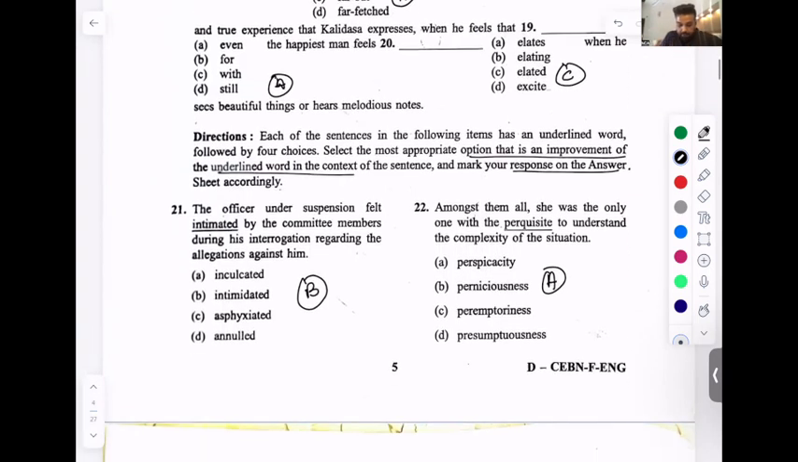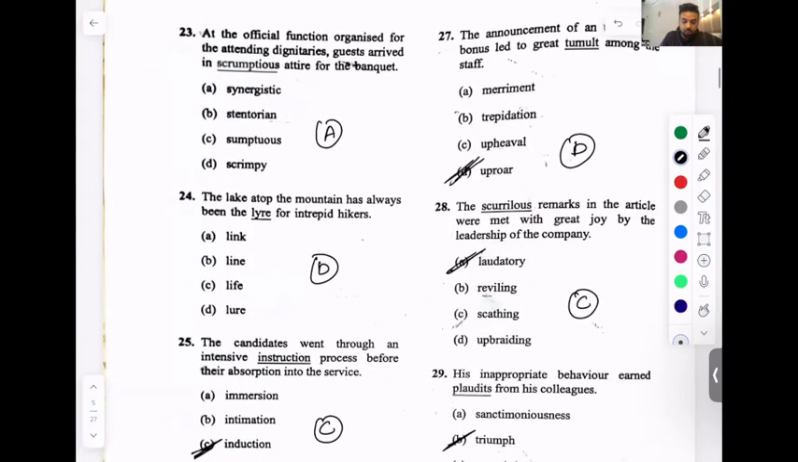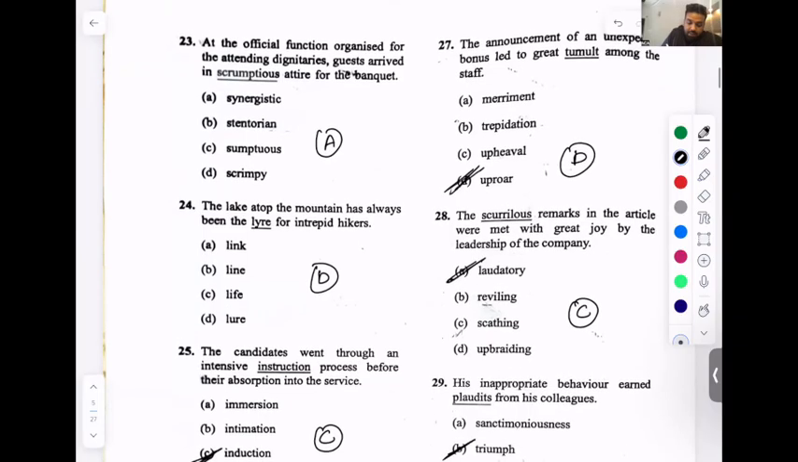Now, this is something again that was there in terms of synonyms, but they asked very much similar. So 21st Bravo, 22nd would be Alpha, because you're looking at the word which is closest. 23rd, scrumptious attire, would be synergy. Why have I chosen synergy? Because a lot of people will choose sumptuous. But you're at an official function, where you're required to wear specific gear. It's not a marriage party where you'll have sumptuous clothes just showing. So you'll have synergy. Everybody would be similar.